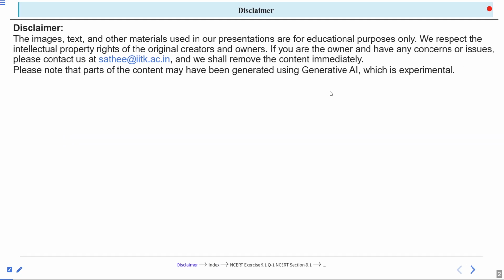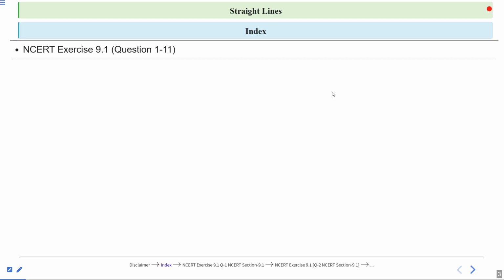So this is the disclaimer. Today, we will cover NCERT exercise 9.1. First of all, make sure you have your notebooks and pens ready.